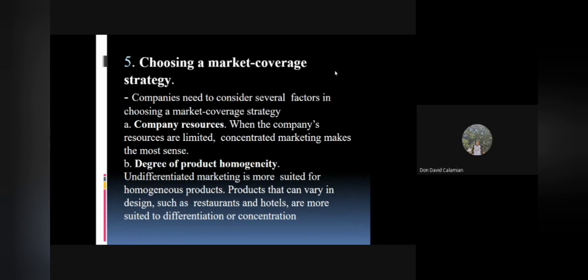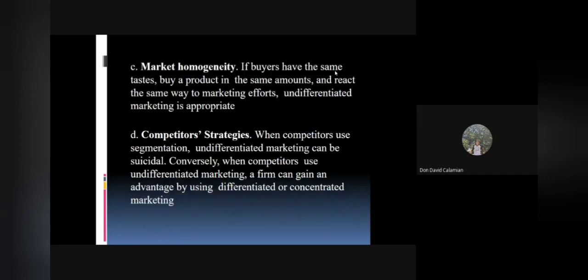Then next is degree of product homogeneity. So undifferentiated marketing is more suited for homogeneous products. The products that can vary in design, such as restaurants and hotels, are more suited to differentiation or concentration. So diri kay is mga the product has the same physical characteristics and quality similar from competitors. Next is the market homogeneity. So if buyers have the same taste, buy a product in the same amounts, and react the same way to marketing efforts, undifferentiated marketing is appropriate. So there is common market that patronizes products that provide the same basic functions.